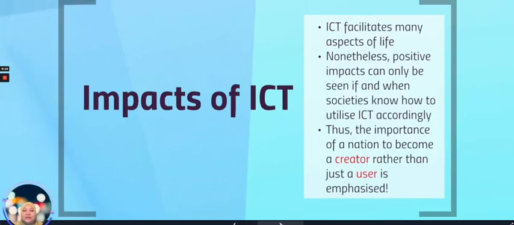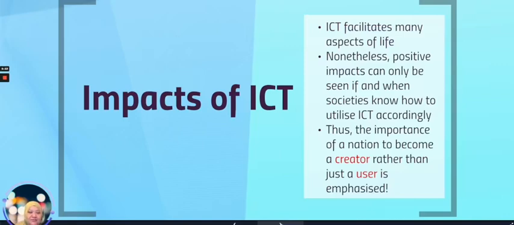And let's move on to the impact or the effects of ICT. Of course, if you talk about the positive effect, we have ICT facilitates many aspects of life. For example, now you don't have to wait for your snail mail. You can just email. For example, if you want to get in touch with your friends, your parents, or your family members, brothers, sisters, you can just email. You don't have to wait for that postman to come and say, hey, there's a letter for you. No, you don't have to do that. So ICT facilitates many aspects of life. That's one of the examples.